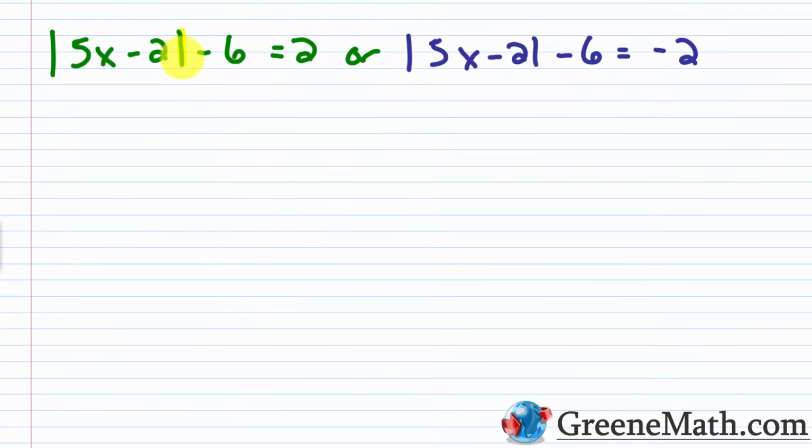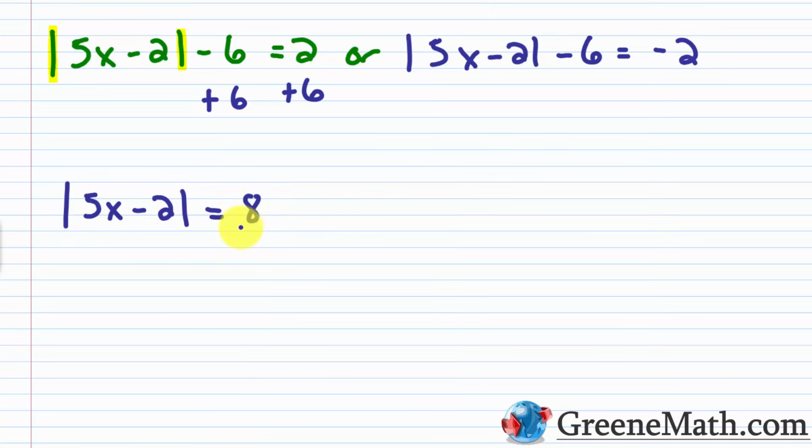So over here, I know I want to isolate the absolute value operation, so I'm going to do that by adding 6 to both sides of the equation. So I'm going to get that the absolute value of 5x minus 2 is equal to 2 plus 6, which is 8. So this splits up into two more cases, right? We can say that 5x minus 2, this expression inside the absolute value bars, is equal to 8, or 5x minus 2 is equal to negative 8.